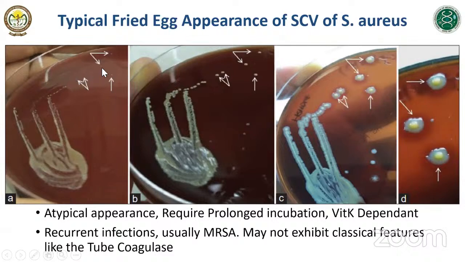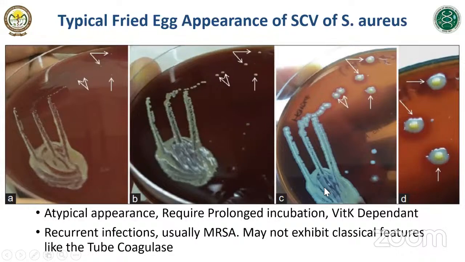And we found very, very tiny colonies. When we made the gram stain, we found gram positive cocci. So just out of curiosity, we incubated it, and after multiple days of incubation, 3 to 4 days, we found the classical fried egg colonies of the small colony variants of Staphylococcus aureus. We published this case also. This is a very interesting case.